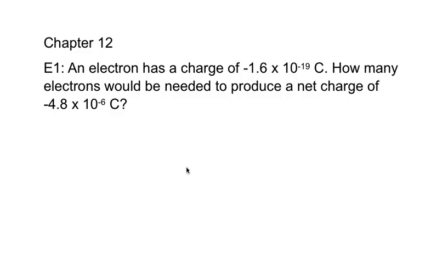Okay, let's try some problems from chapter 12. Alright, we have an electron that has that charge. How many electrons would be needed to produce a net charge of 4.8 times 10 to the negative 6 coulombs? Okay, this is a conversion factor problem. We're wanting to convert coulombs to electrons. And it says negative 1.6 times 10 to the negative 19th coulombs is how much charge one electron has.